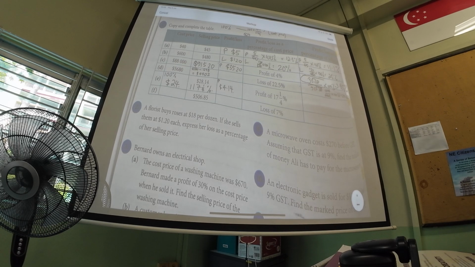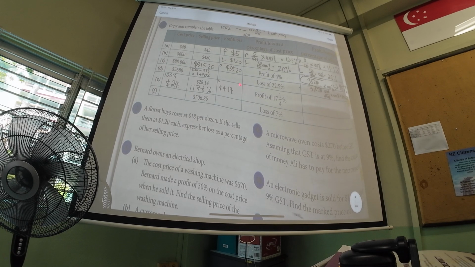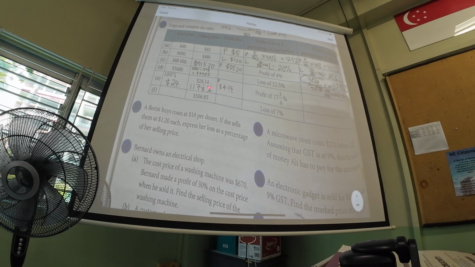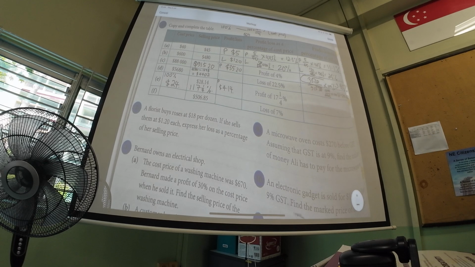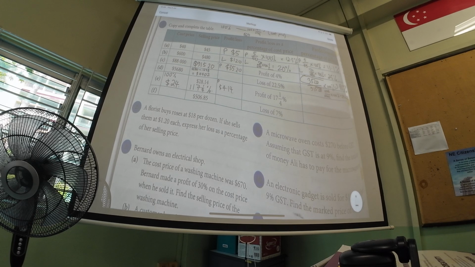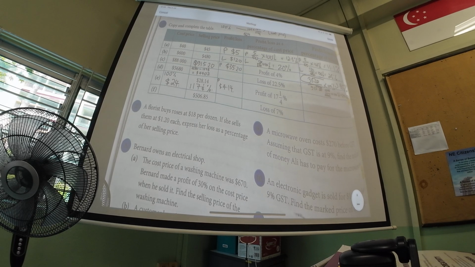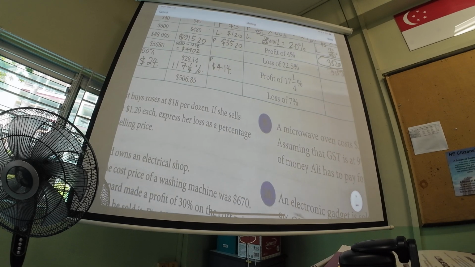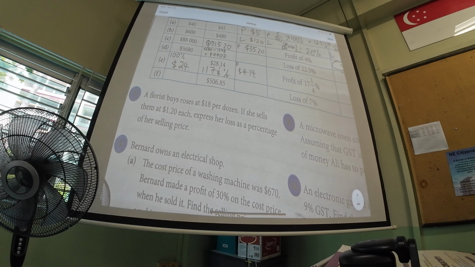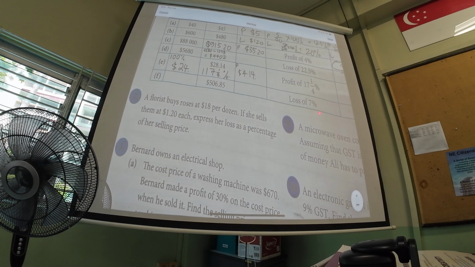Okay? Then the last part, just take this profit, divide by selling price, because this time the base is selling price, then times 100%. Okay? Okay, so this one we don't need to go through lah. Okay, then the next line, the idea is the same. There is a loss of 7%.